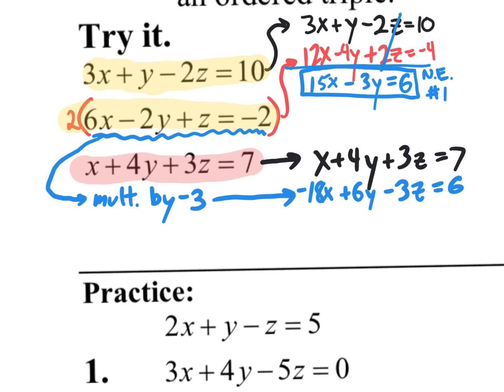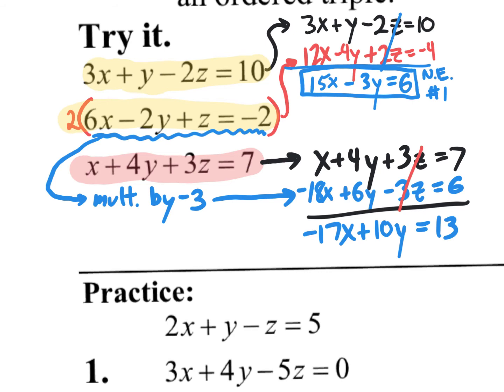So let's actually do that. Let's combine these lines. And we have x minus 18x. That's going to give us a negative 17x. The 4 plus 6, right here, 4 plus 6, that's going to give us 10. We're talking about y's. And yes, right here, the 3z and the negative 3z cancel out. And we end up with equals 7 plus 6. That is 13. Everybody with me so far?